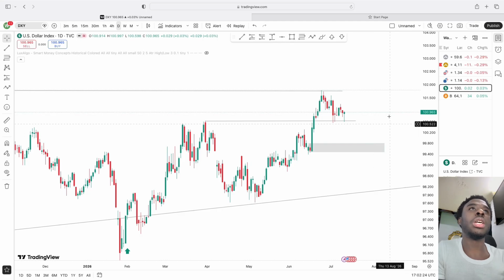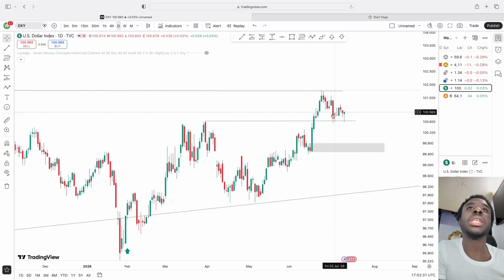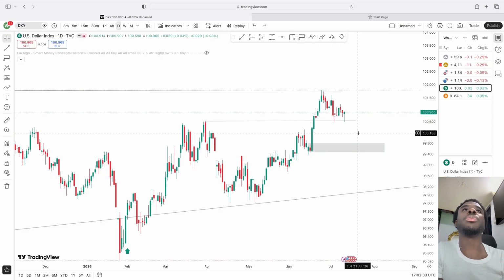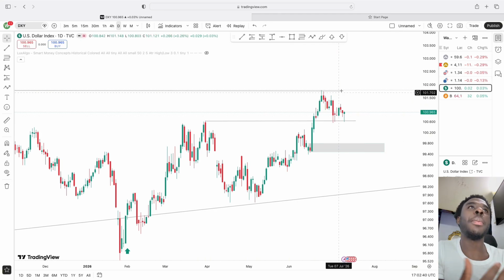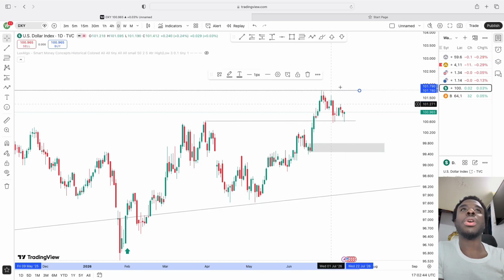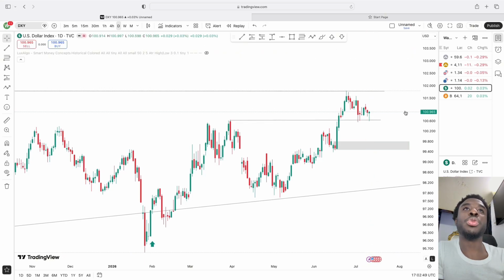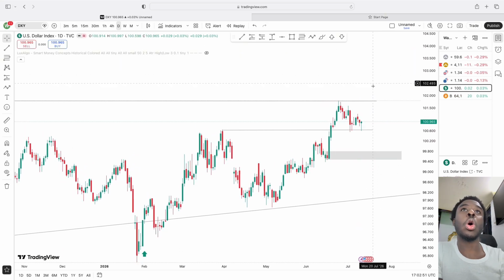If the DXY is bullish, gold will be bearish, Euro USD will be bearish, GBP USD will be bearish, BTC USD will be bearish, right? So since we are expecting bullish movement on this DXY, that should even tell you that we'll be expecting bearish movement on gold and other pairs such as Euro USD and GBP USD. So now we have a clue. We expect price to break this level. If price breaks this resistance, we are going all the way up, right? So this is what I'm expecting on DXY.